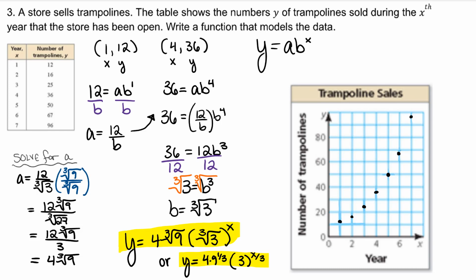When you're doing these problems in your textbook, they'll want you to plug these into a calculator and give a decimal approximation of a and b. And that's modeling for exponential functions.